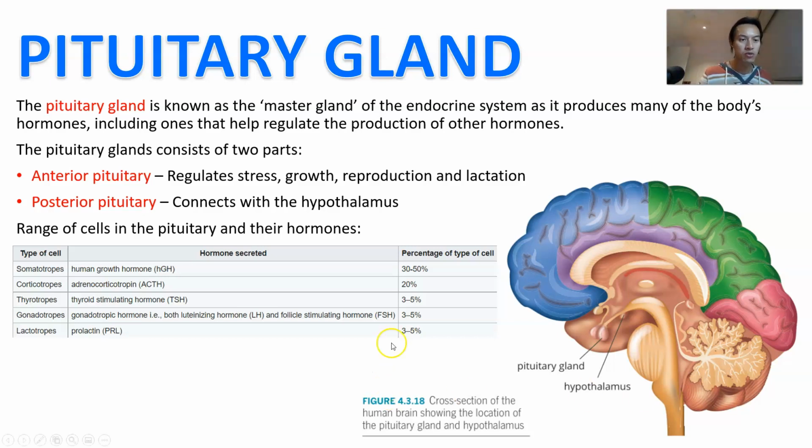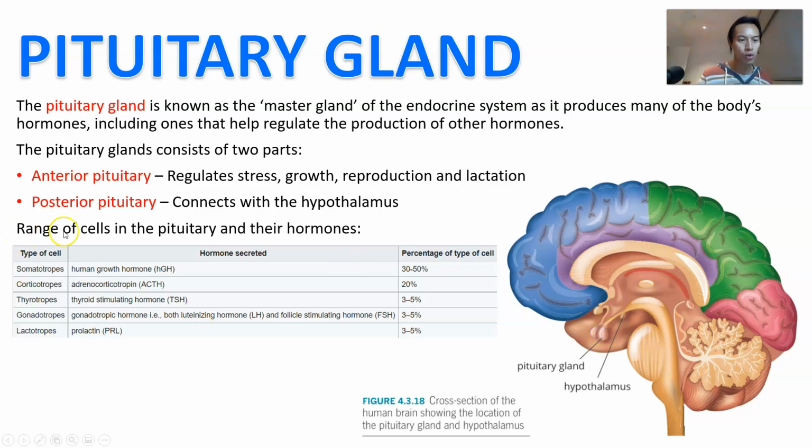The pituitary gland consists of 2 parts. You've got the anterior pituitary, which regulates stress, growth, reproduction, and lactation, and then you also have the posterior pituitary, which connects the hypothalamus. Okay, a rough understanding is needed for this, so don't get too caught up in all the hormones and all the particular parts. This is just to give you a general overview of the complexity of the pituitary gland, right? So there's your anterior at the front, and then your posterior at the back.